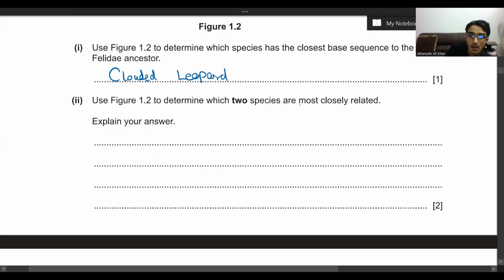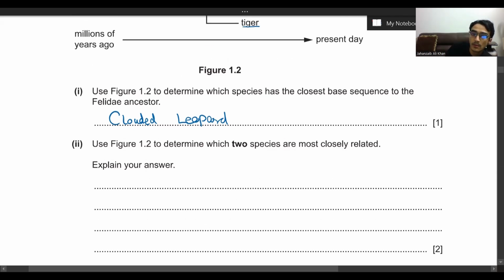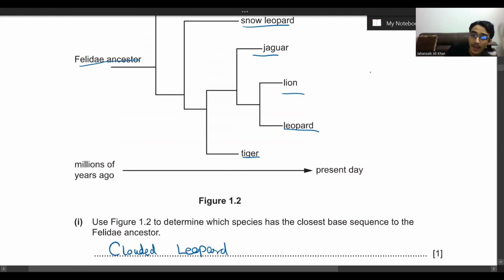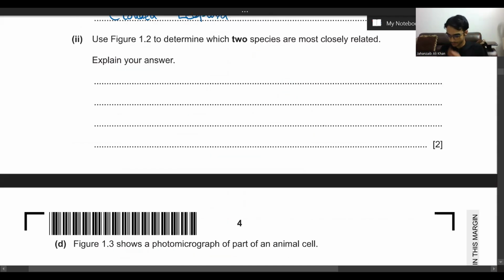Which two species are most closely related? If you look up here, you will see that the lion and the tiger have the most recent common ancestor, so they are bound to be the most closely related.